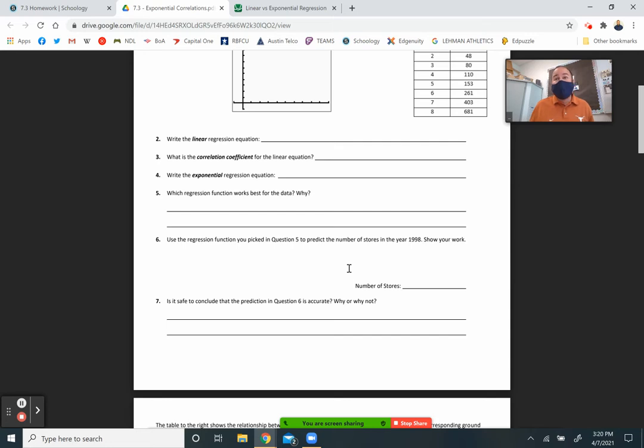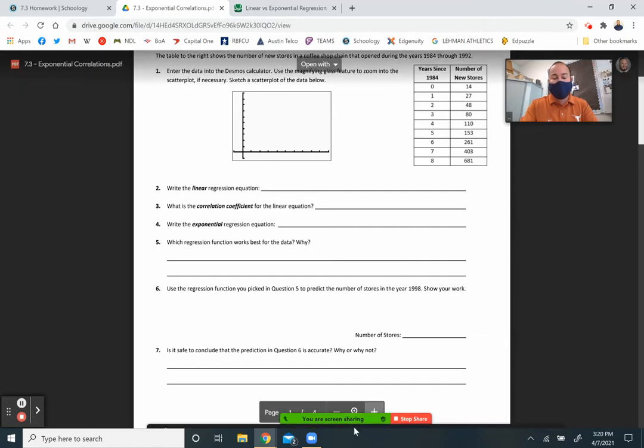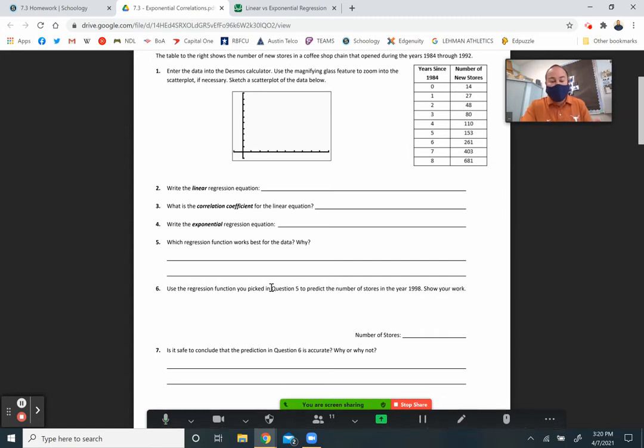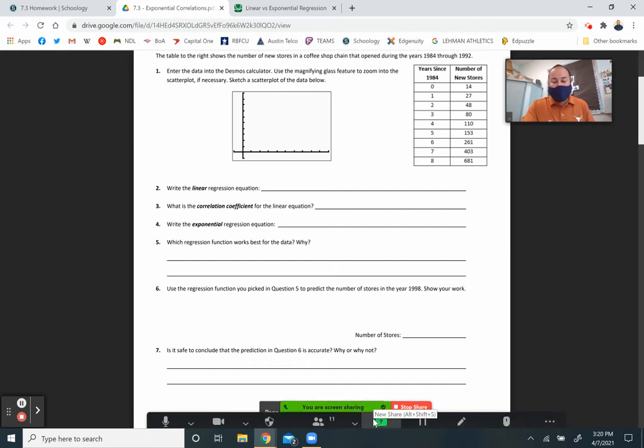So we are going to use the exponential equation to make any type of predictions. Question number 6 says, use the regression function you picked, which is going to be exponential, to predict the number of stores in the year 1998 and show your work.